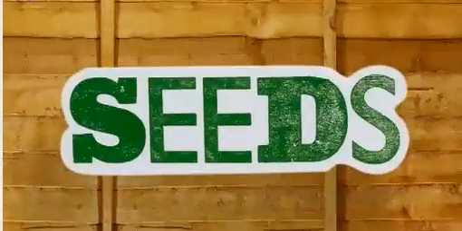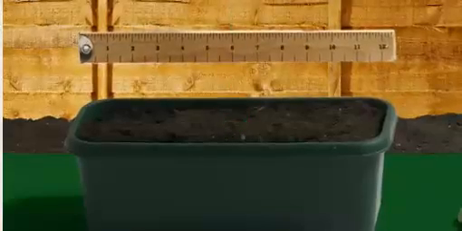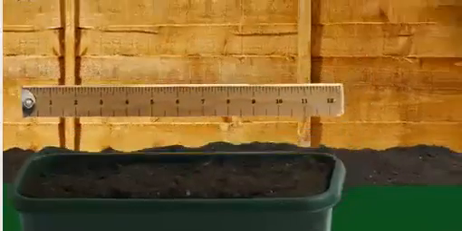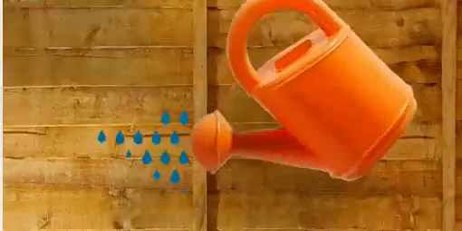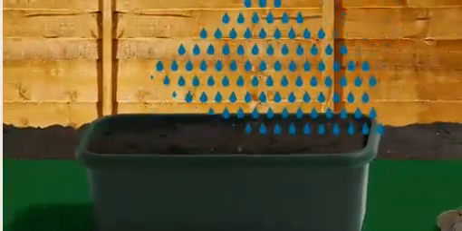Now sow your seeds thinly, about every 2 or 3 centimetres. Cover with a fine layer of compost or dry soil and then water. Stand your pots in a nice sunny spot.